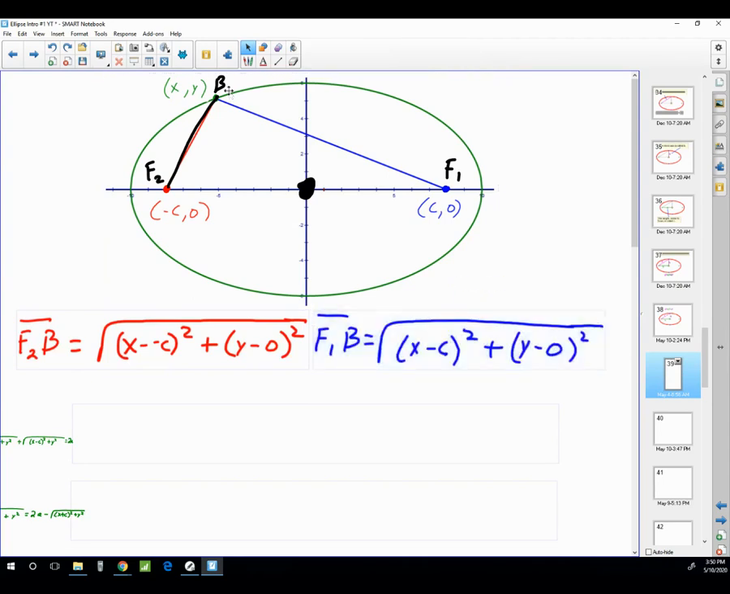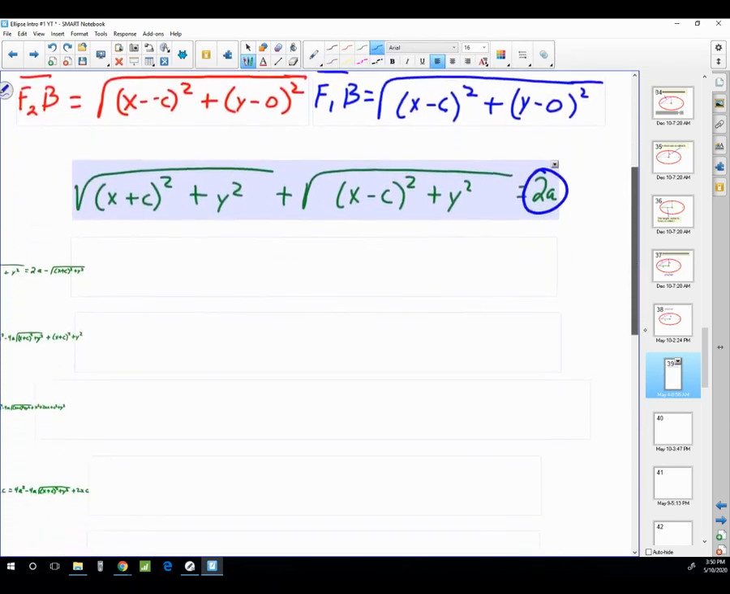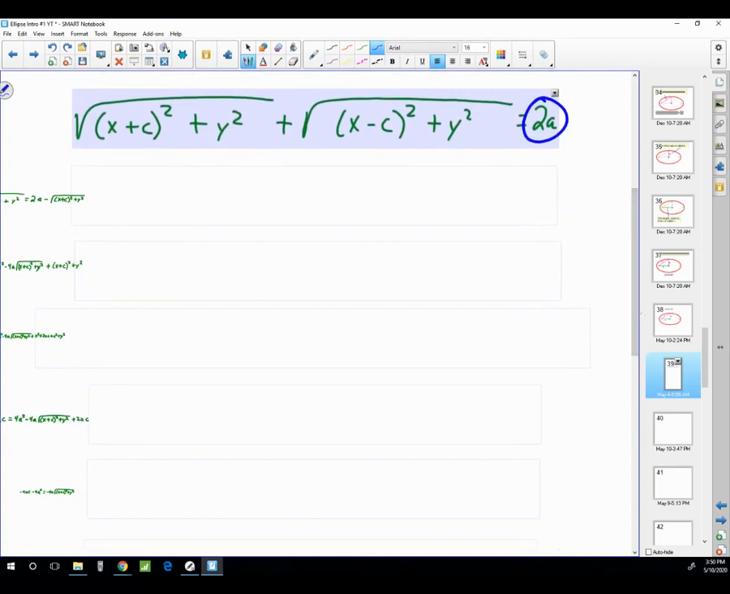Now, those distances are not equal, but we now know that they add to be a constant, and that constant is the major axis 2A. Now, I'm going to do a whole lot of algebra here without narrating it. If you want it narrated so that you can understand that, it's going to be linked to another video, and you'll have to go watch that.